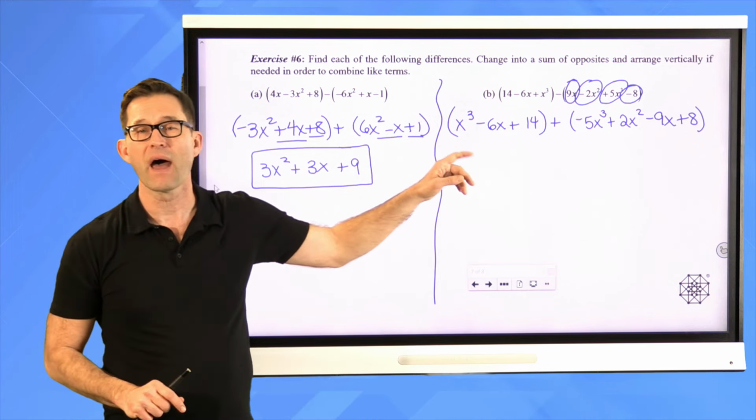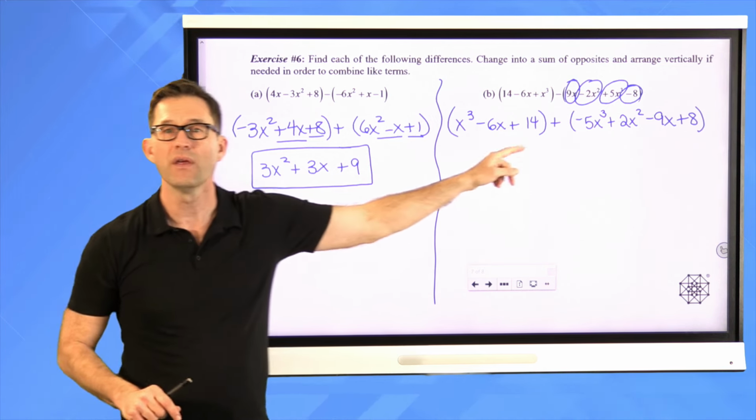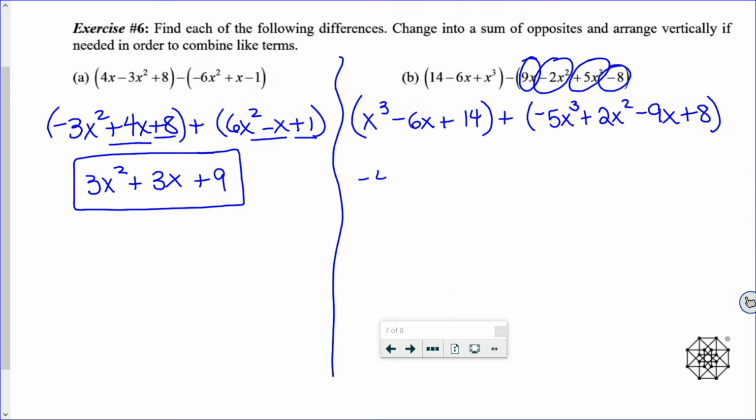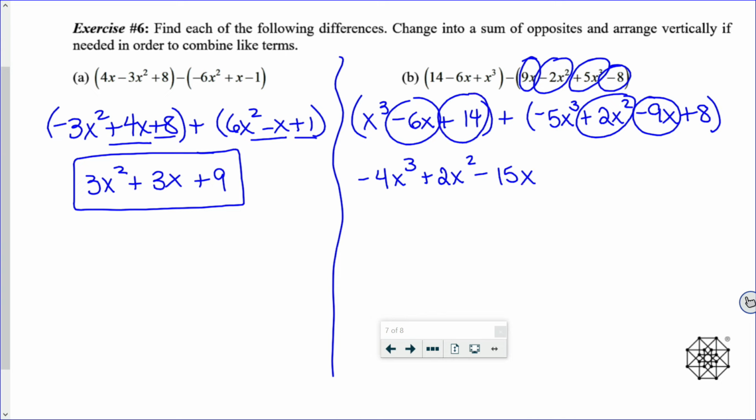Now it's not that bad. I have positive 1x cubed, negative 5x cubed. When I combine those two coefficients, it's going to be negative 4x cubed. There are no x squareds in that first polynomial, so I'm just going to do 0 plus 2. And that's going to be 2x squared, right? Then I have negative 6x and negative 9x. That'll be negative 15x. Positive 14 and positive 8 is positive 22.